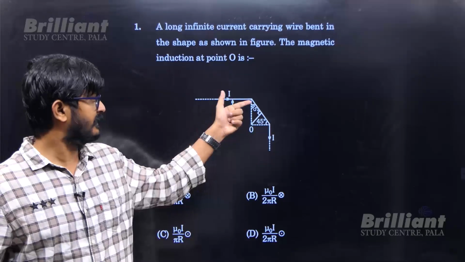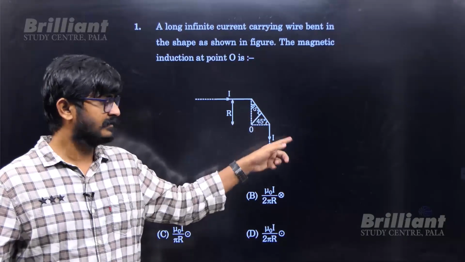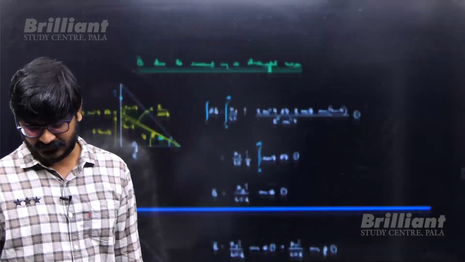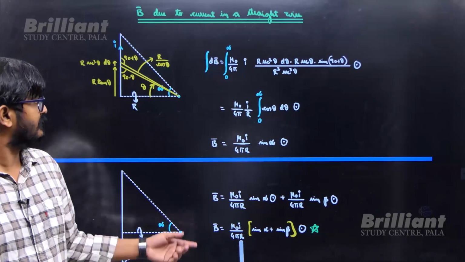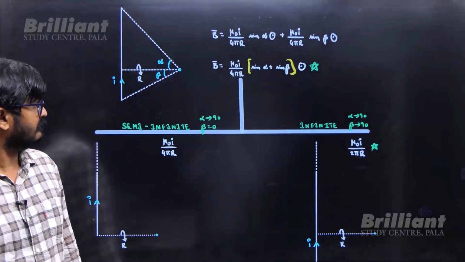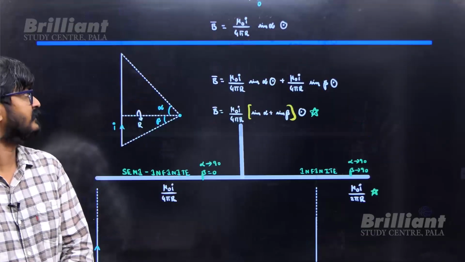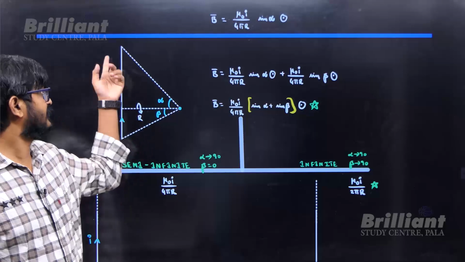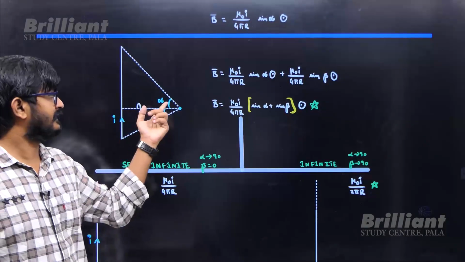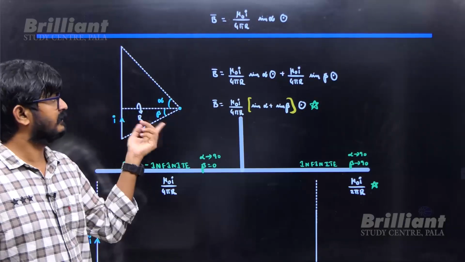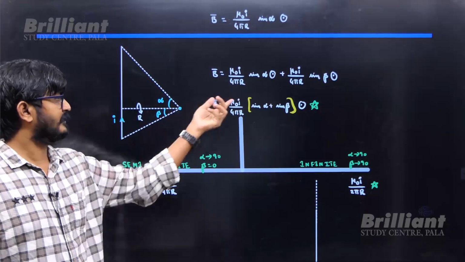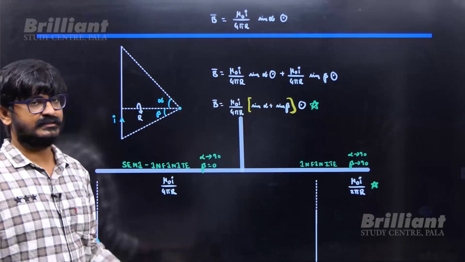So this is a semi-infinite wire, this is a semi-infinite wire, and this is a finite wire, and everyone must be familiar with the formula, right? If there is a finite current carrying wire and it makes an angle alpha with the point and beta to the perpendicular, then the magnetic field there will be given by mu naught I by 4 pi r into sin alpha plus sin beta.